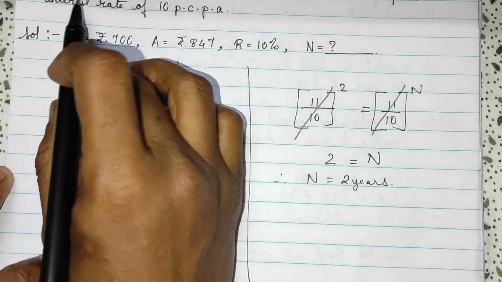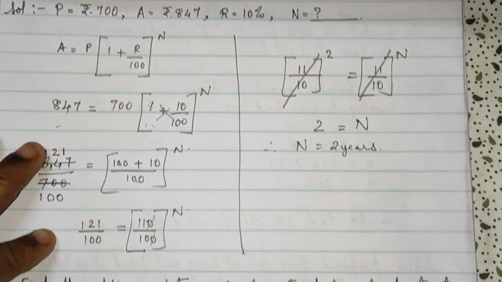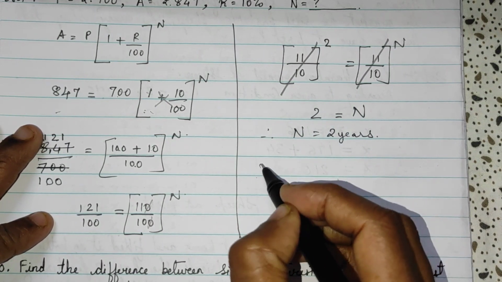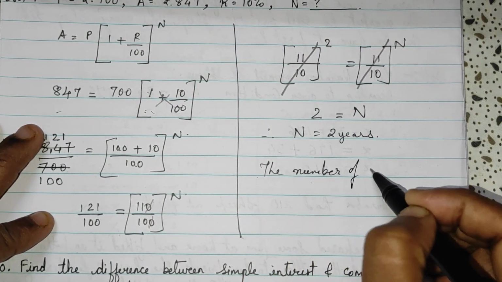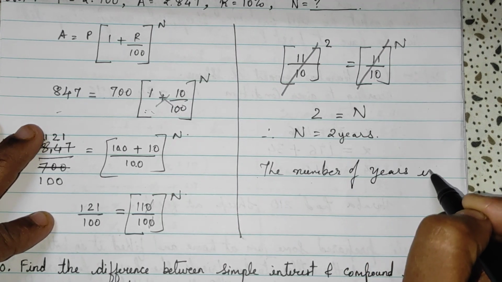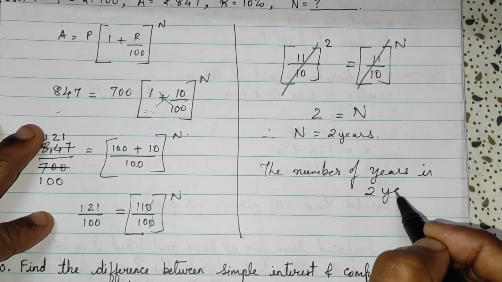So they have asked us how many years. So the number of years is 2 years.